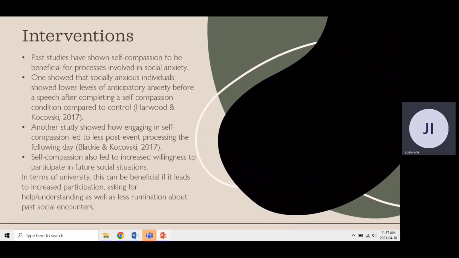Past studies have shown that self-compassion is beneficial for processes involved in social anxiety. One showed that socially anxious individuals showed lower levels of anticipatory anxiety before a speech after completing a self-compassion condition compared to a control one. Another study showed how engaging in self-compassion led to less post-event processing the following day. And self-compassion also led to increased willingness to participate in future social situations.